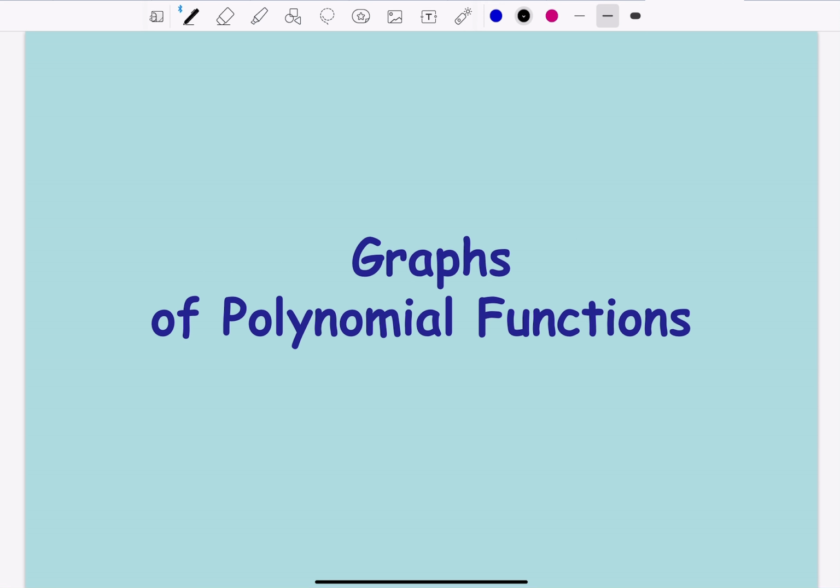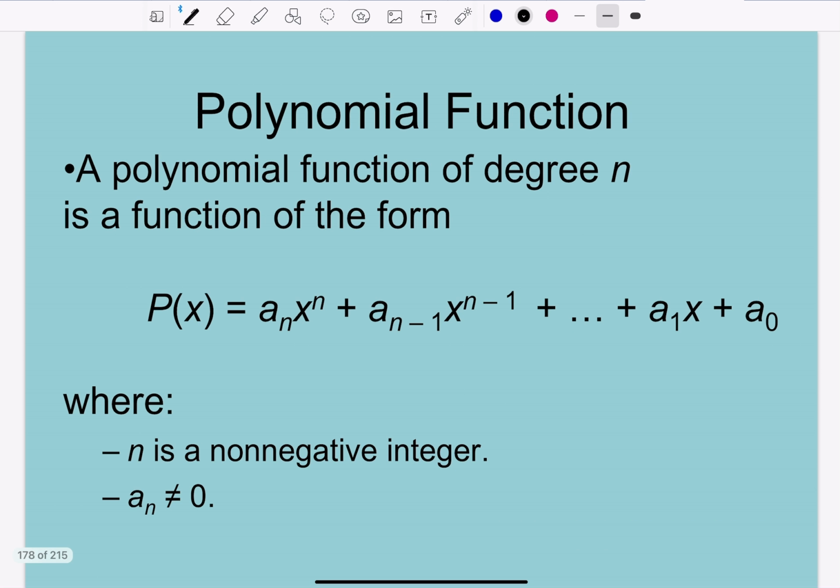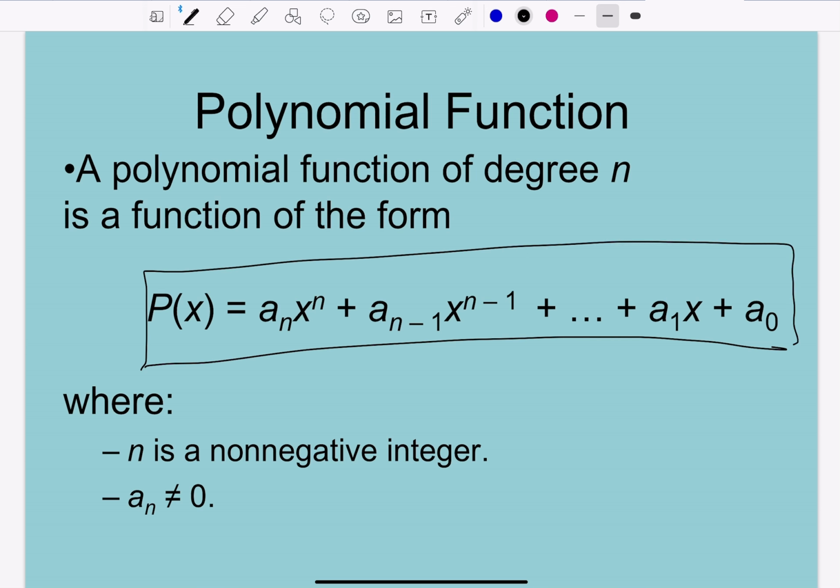Topic of this video is graphs of polynomial functions. A polynomial function is a function whose terms are products of real numbers and variables. So it can be written in this form, and we arrange it starting from the highest degree to lowest, where n is a non-negative integer and a of n cannot equal 0. Because if a of n is equal to 0, then the polynomial is not a polynomial of degree n anymore.